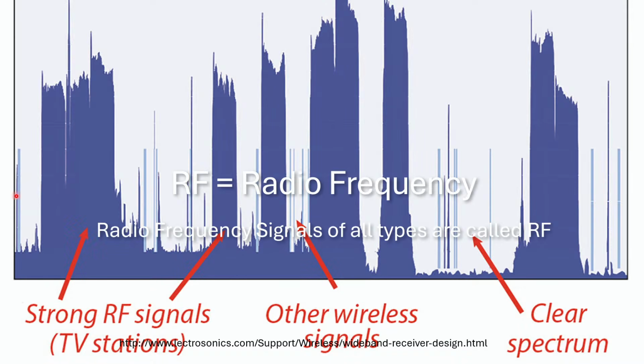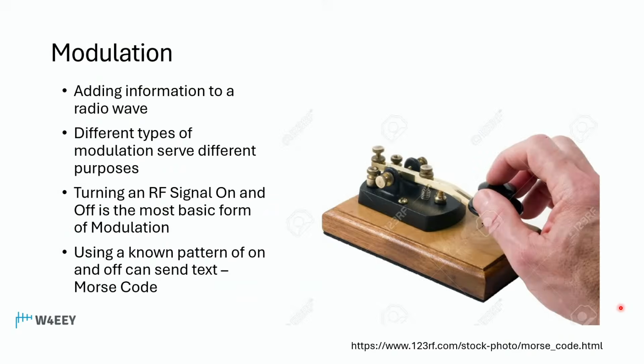Amplitude of signals on the vertical and frequency here on the horizontal. So here's a really strong band of radio frequency signals. Here's another strong band. So this is a spectrum display. Here's clear spectrum where there's no signals going on. So each of these signals, the reason they're being transmitted is to convey information. And modulation is the way we add information to a radio wave.